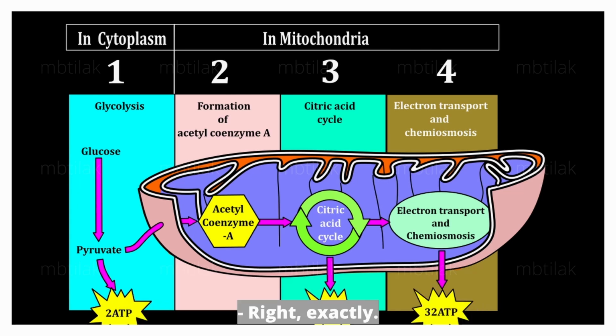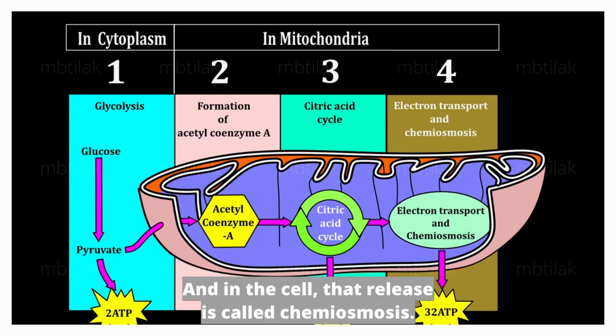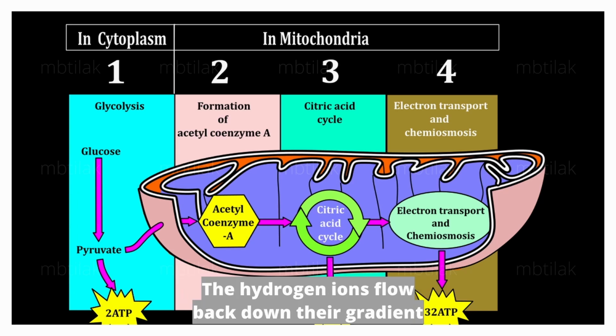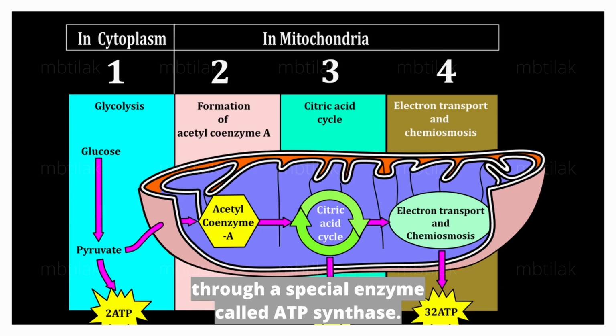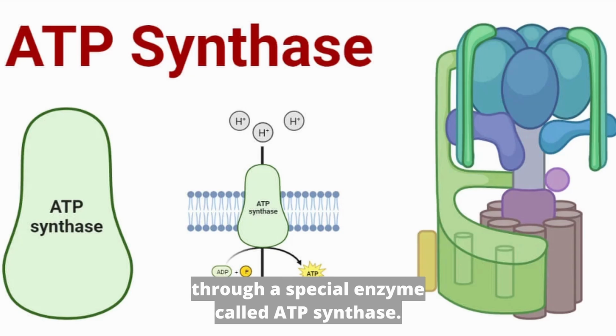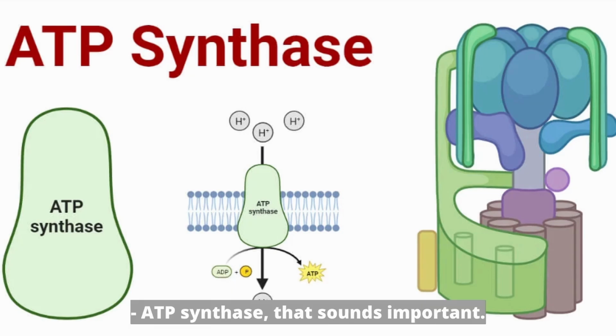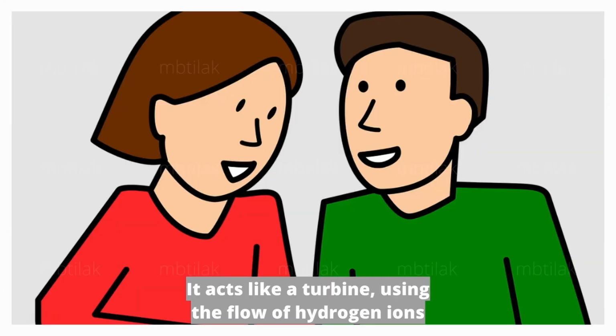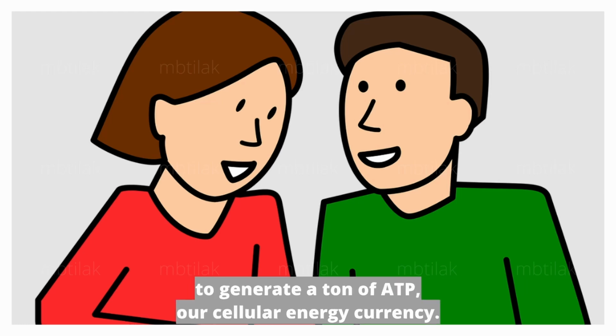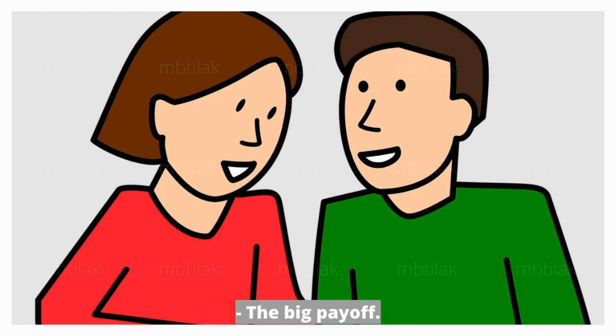Right, exactly. And in the cell, that release is called chemiosmosis. The hydrogen ions flow back down their gradient through a special enzyme called ATP synthase. ATP synthase, that sounds important. It is. It acts like a turbine, using the flow of hydrogen ions to generate a ton of ATP, our cellular energy currency. This is the big payout. The big payoff. That's incredible.